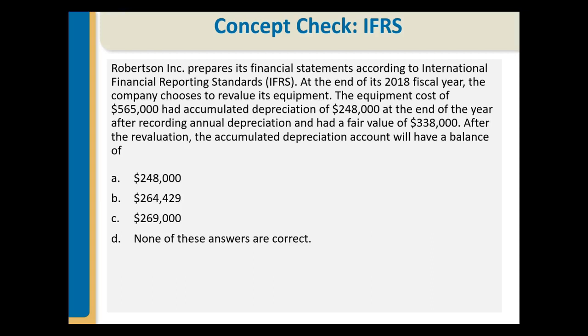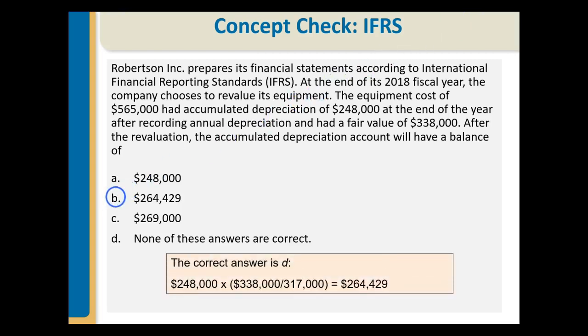$238,000. After the revaluation, the accumulated depreciation account will have a balance of, as you see here, the $248,000 accumulated depreciation times the $338 divided by the $317,000 gives us the $264,429.